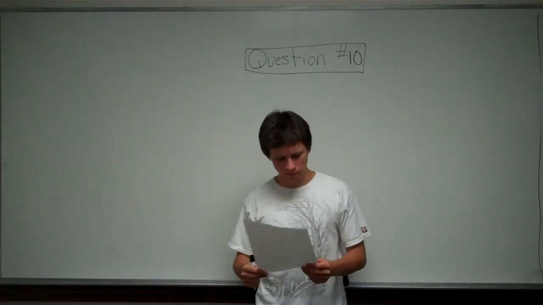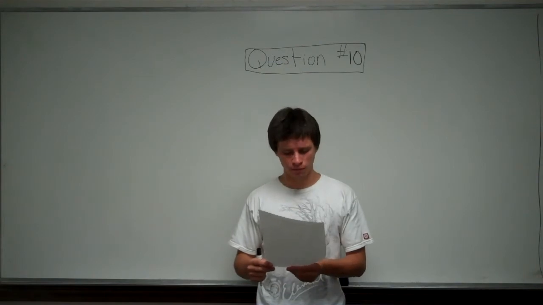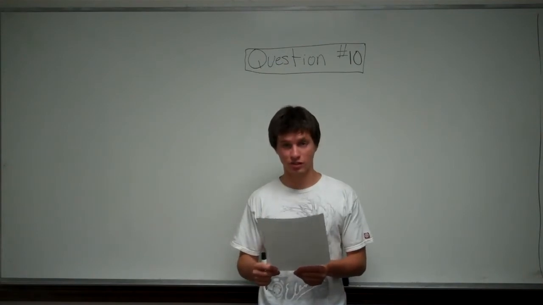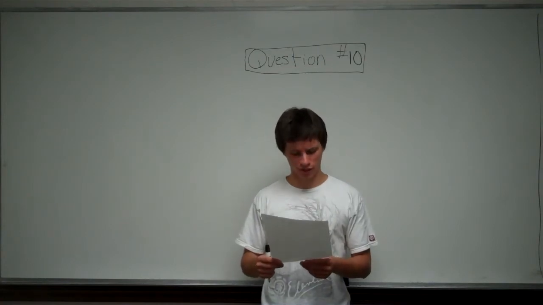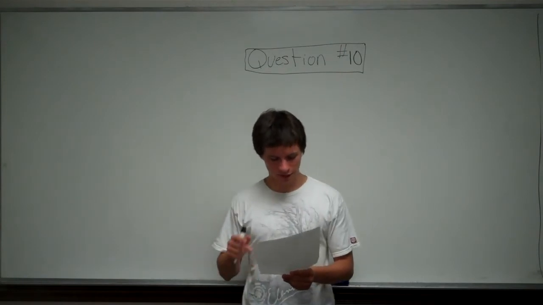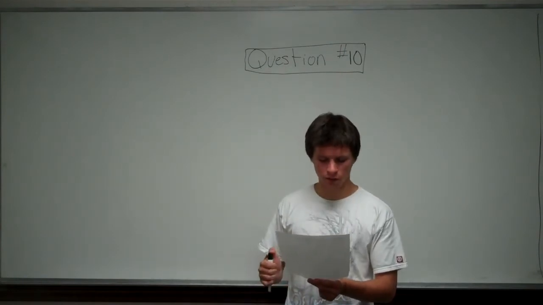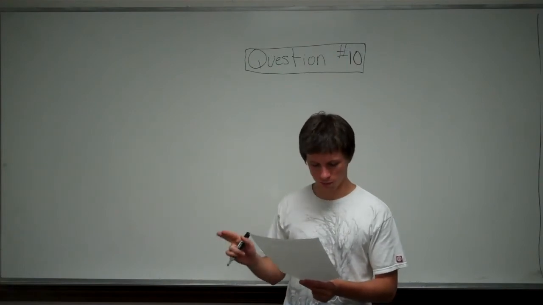Question 10. Suppose that 5 grams of silver is initially at 27 degrees Celsius. What is the final temperature of the sample of silver after it has released 0.75 kilojoules of heat? And then they give you the specific heat of silver, which is 0.235 joules per gram Kelvin.